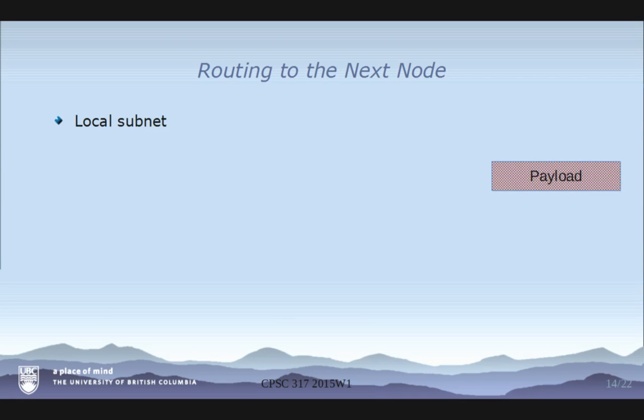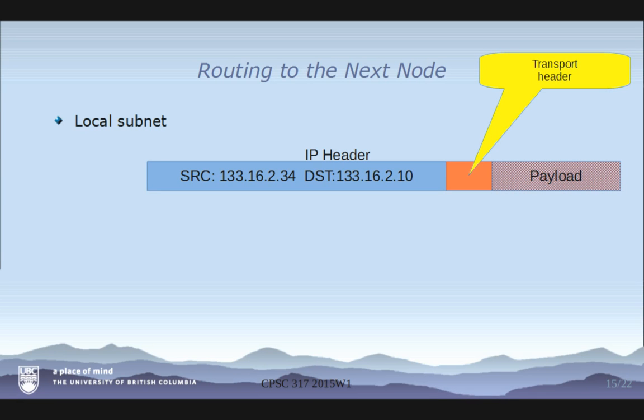This is where the layering starts to really come into play. We have our application and they want to send some data. The data goes to the transport layer. The transport layer goes to the network layer. From our perspective, we're really only interested in this part here, the blue part. So the payload and the orange part, which is the transport layer: as far as the network layer is concerned, that's just data. The network layer is not going to do anything with it. It's just going to pass it on transparently.